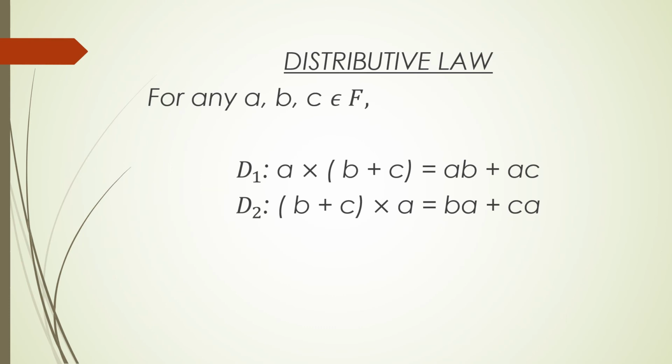Addition and multiplication are linked by the distributive properties. So for any a, b, c element of F, a multiplied by the quantity b plus c is equal to ab plus ac. Second, quantity b plus c times a is equal to ba plus ca.